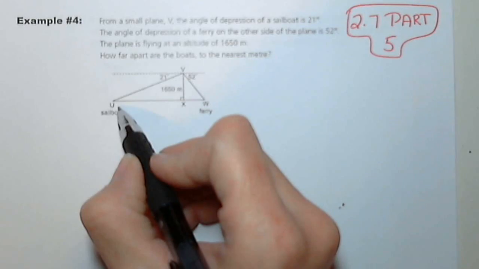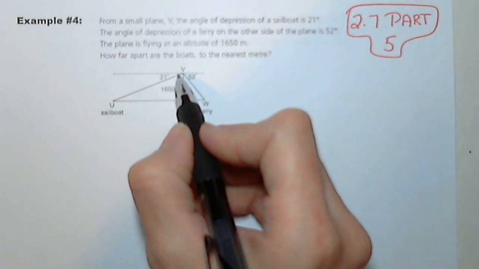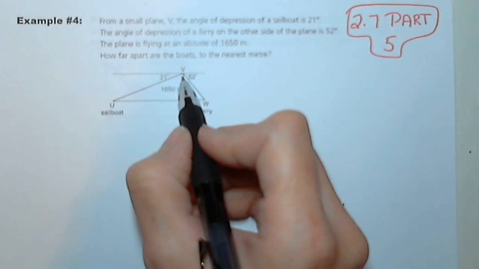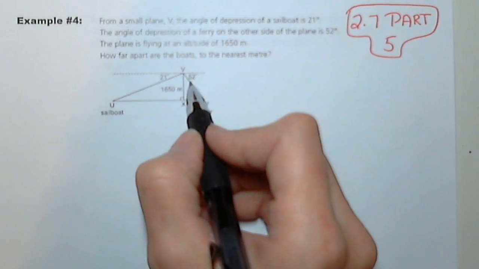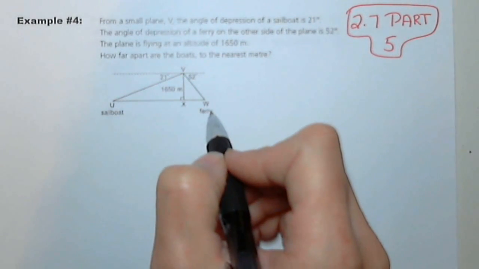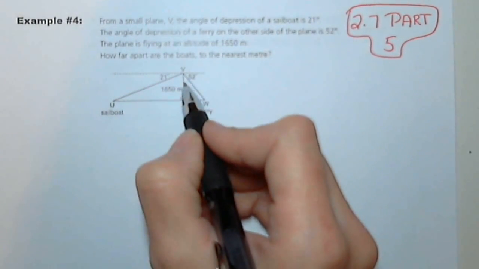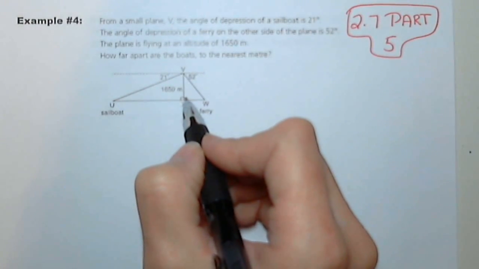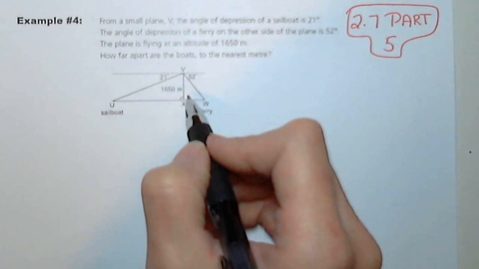And then back up in the plane, if you look down in the other direction at an angle of depression of 52 degrees, you're going to see the ferry boat. The plane is flying at an altitude of 650 meters. How far are the boats to the nearest meter?